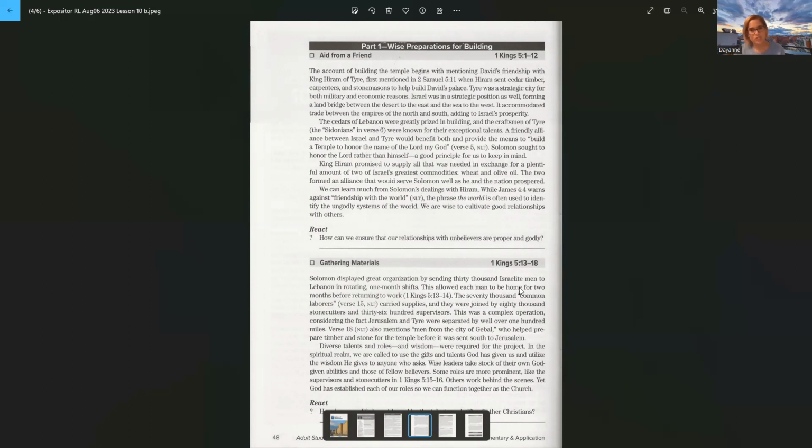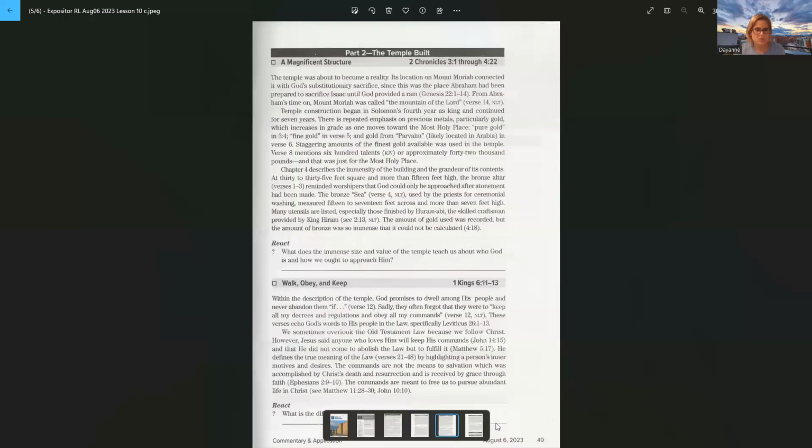And then tomorrow you would do Wednesday's reading, and then you would do part of part one, the second portion. You can do it that way also if you want. It helps you get through the week. So we have here where it ends with another question. What does the immense size and value of the temple teach us about who God is and how we ought to approach him? Okay, so these are questions that you want to keep in mind.